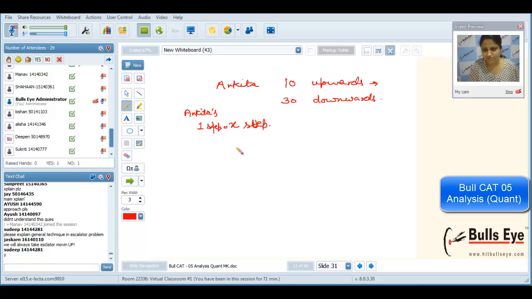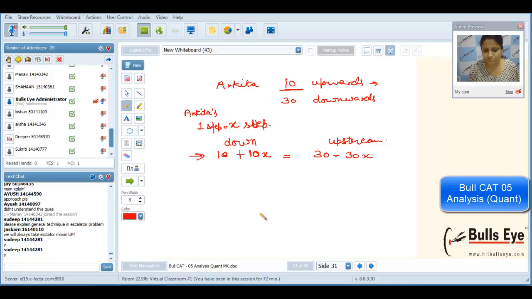Now I am making the equation. First of all, Ankita is going upwards. Ankita is taking 10 steps. In that time, the escalator will take 10x steps. I am adding this because this is the downstream motion. If Ankita is taking 30 steps, in that time, the escalator will take 30x steps. I am taking the subtraction here. It will give you the upstream thing. Is it okay with you? It should be equal always, because it will give you the number of total steps in the escalator. Is it okay? That was the catch. Is it okay with all of you? I'm waiting for your answer.